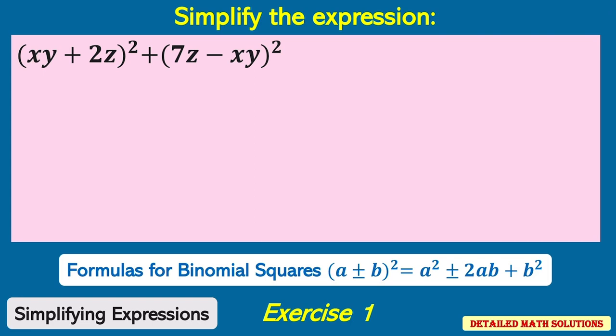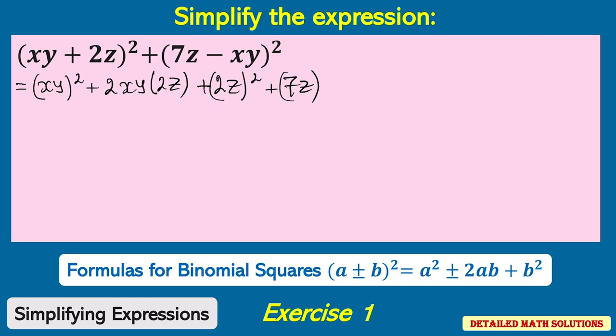Therefore, when I apply the formulas to each square, this expression equals (xy) squared plus 2 times xy multiplied by 2z plus (2z) squared plus (7z) squared minus 2 times 7z multiplied by xy plus (xy) squared.